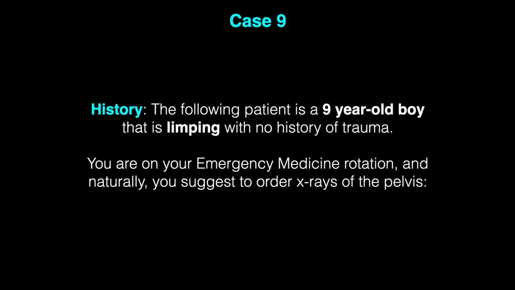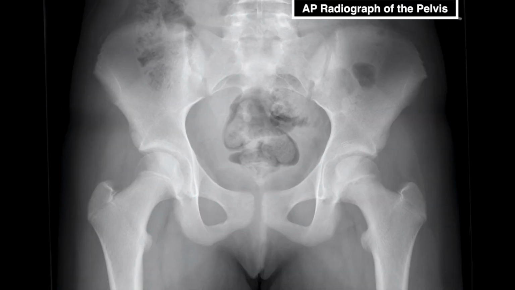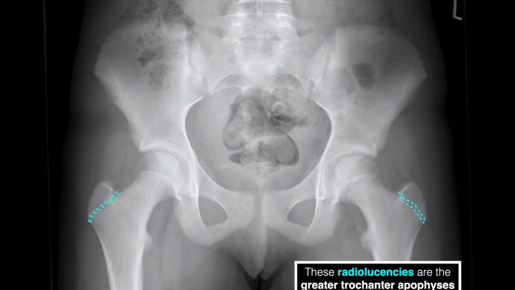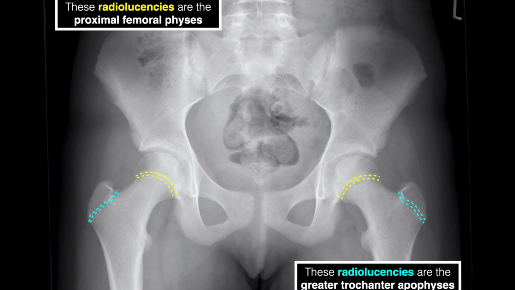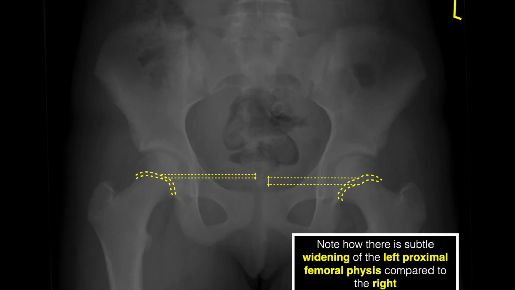Let's do another case. The following patient is a 9-year-old boy that's limping with no history of trauma. You're on your emergency medicine rotation and naturally you suggest to order x-rays of the pelvis. Here we have an AP radiograph of the pelvis. You can see radiolucencies here that represent the greater trochanter apophyses. These radiolucencies here are the proximal femoral physes, shown in yellow. You'll notice how there's subtle widening of the left proximal femoral physis compared to the right.